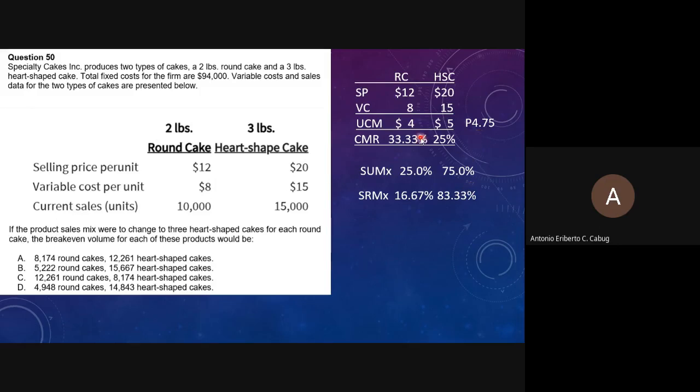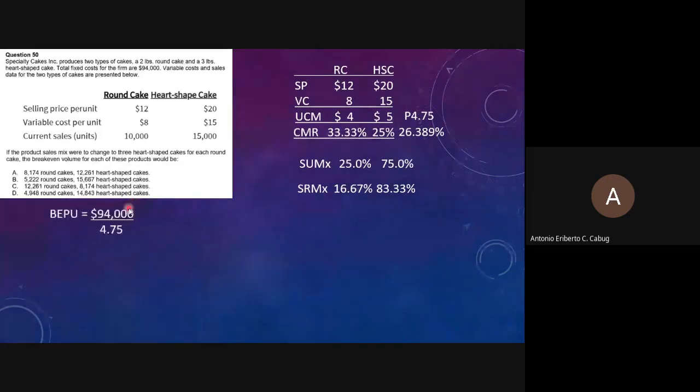Now, if you will calculate the weighted average UCM, 4 times 0.25 plus 5 times 0.75, 4.75. Then you have 33% times 0.16, plus 25% times 0.83333, you would have 26.89%. Now, break-even point in units is 94K over 4.75, 19,789. Okay, dito pa lang alam nyo na yung sagot.